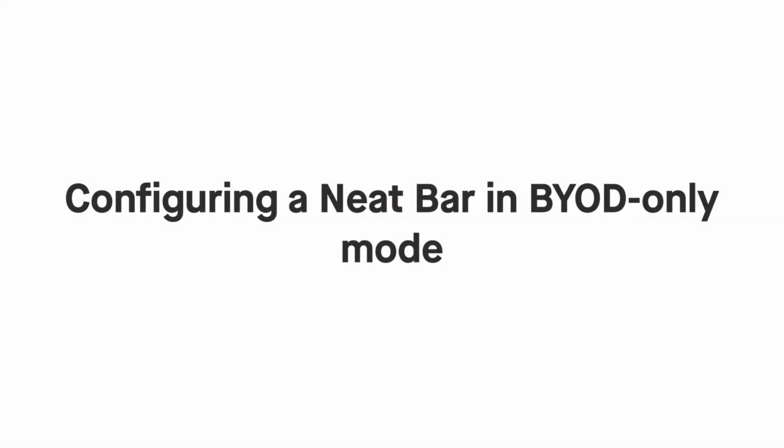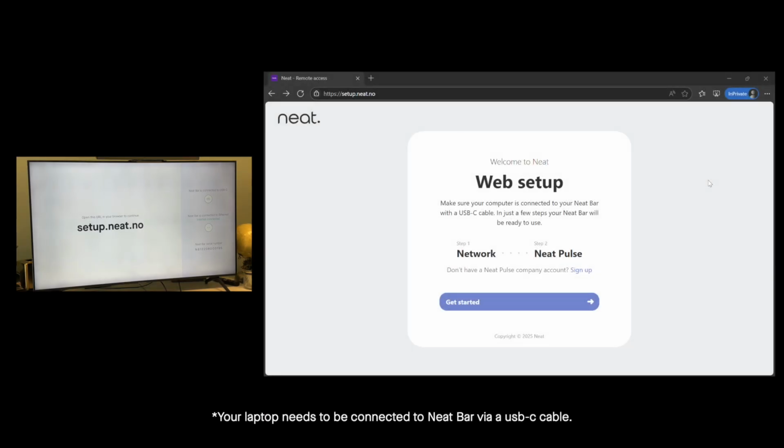So now that I've got this mounted and plugged in, let's go sit down on my laptop and I'll show you how to get this configured. Okay, so I've gone to setup.neat.no in my browser and you can see my laptop screen here. And what I want to do is just go to my web setup screen and hit get started.